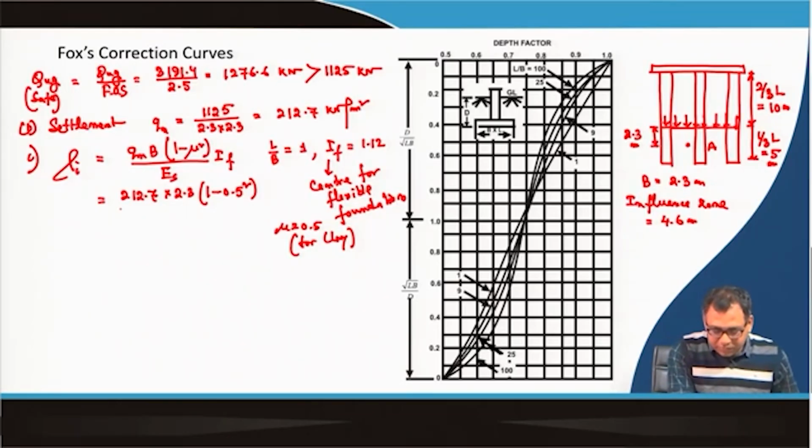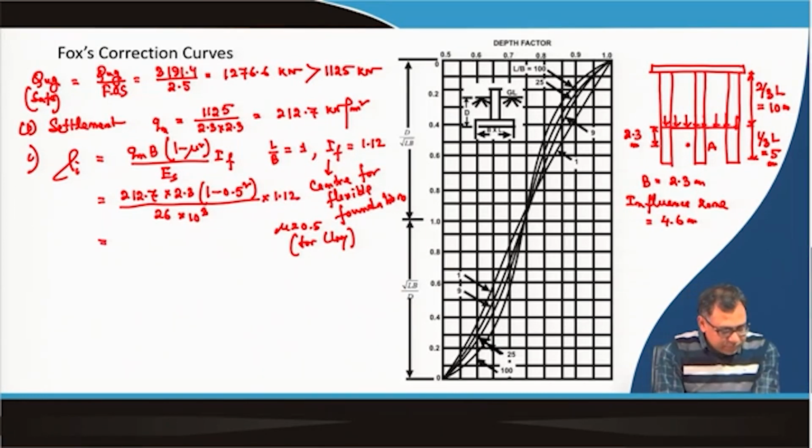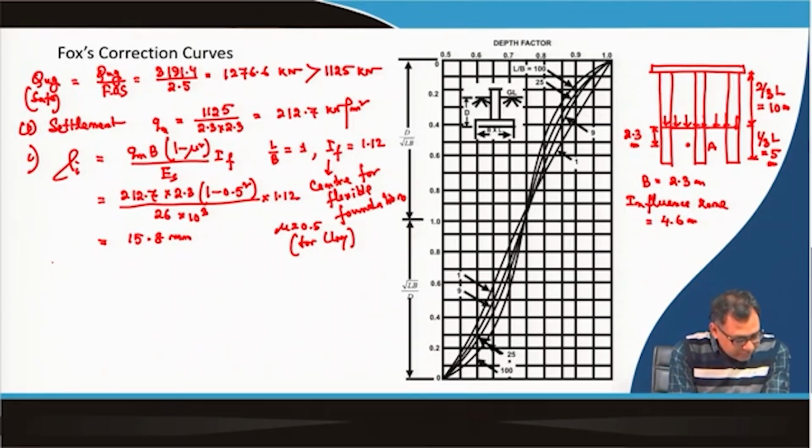So, this is mu square divided by ES, which is 26 into 10 to the power 3, then IF value is 1.12. Okay. So, that means the value is coming 15.8 millimeter. Then you have to apply the corrections. So, corrections we have to apply the rigidity correction.